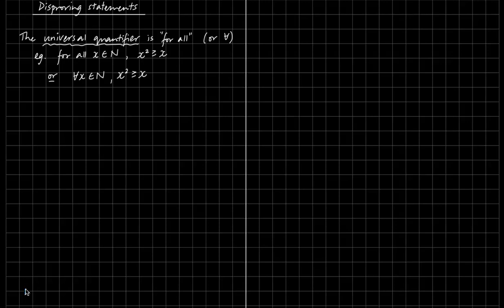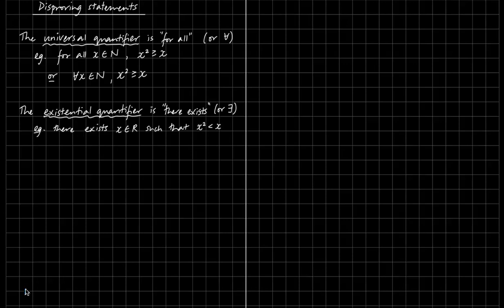Our other type of quantifier is what we call the existential quantifier, which is saying there exists. In other words, there's at least one case. There exists at least one case where this statement is true. So an example of that would be there exists a real number x such that x squared is smaller than x. In other words, there exists at least one real number such that the square of the number is smaller than the number itself. Or using that sort of backwards E as the symbol, we could write there exists a real number x such that x squared is less than x.